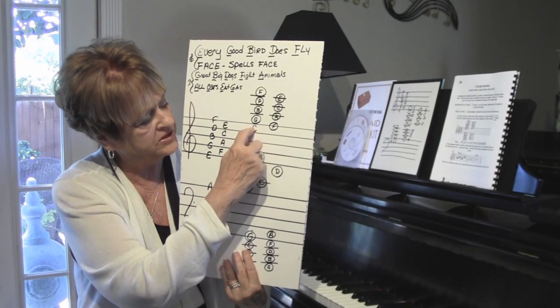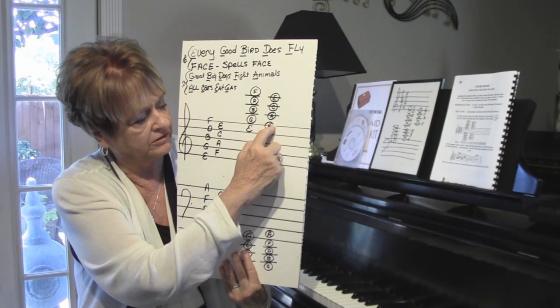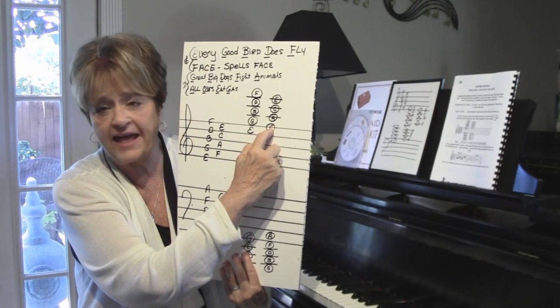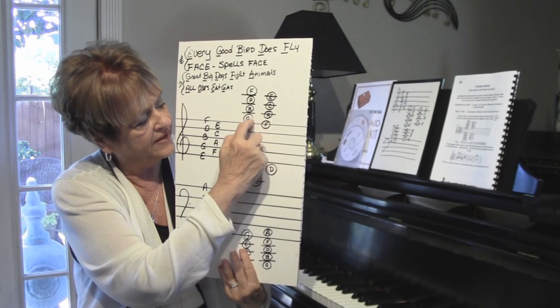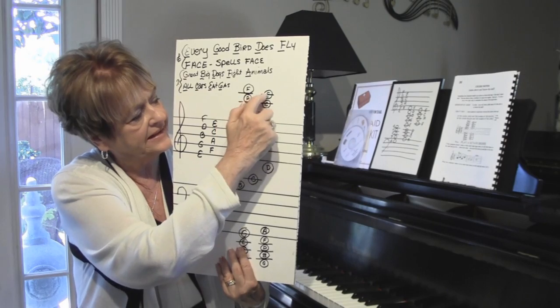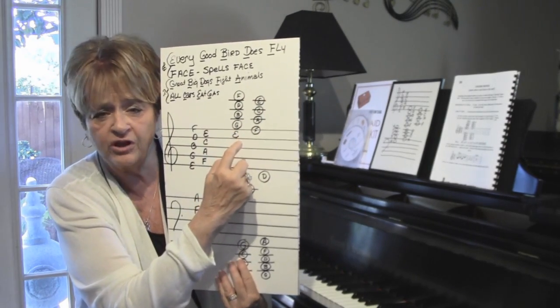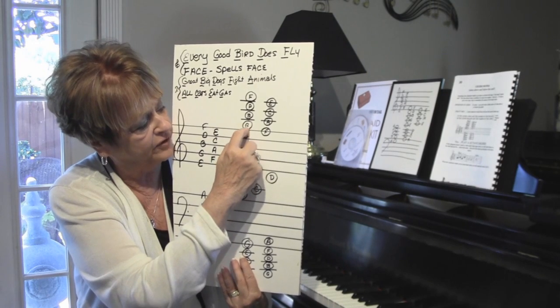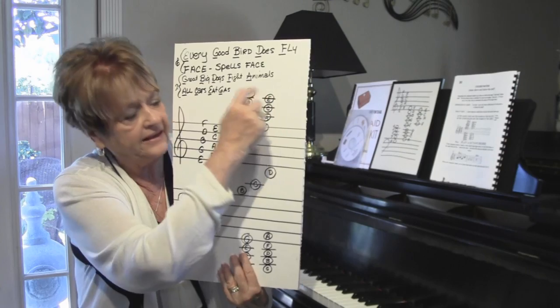All right, so you start with the top space. That's E. The next line, the top line, is an F. So E, and then F, and then G, and then A, and then B, and then C, D, E, and F. So if you look at the spaces, when you look at these ledger notes, it's every good bird does fly and F-A-C-E.